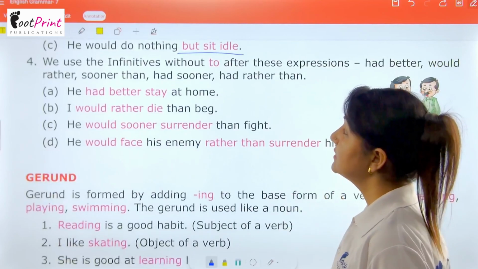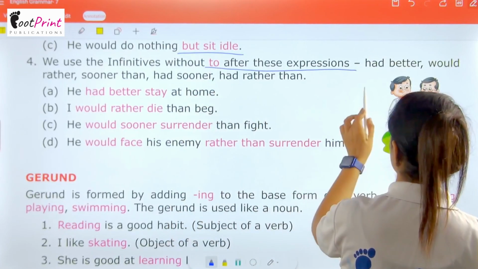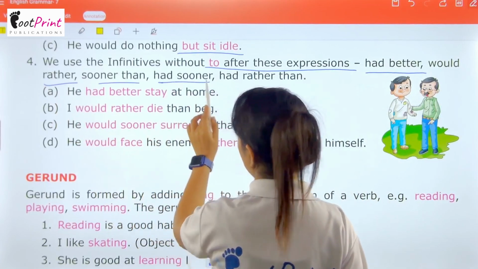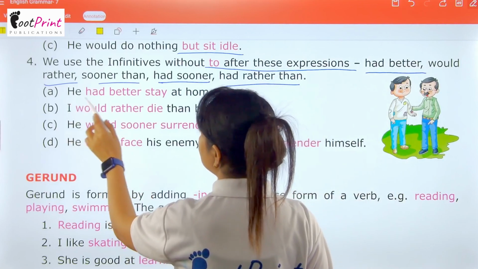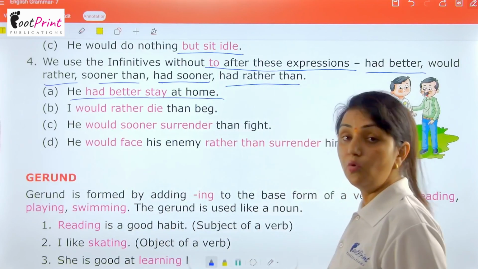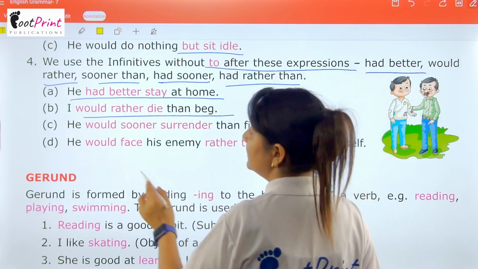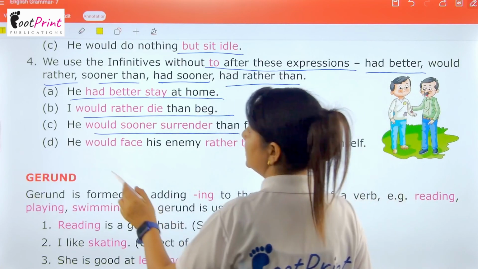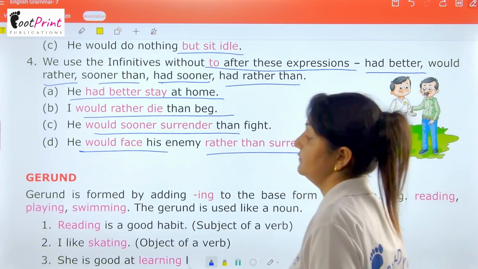Now the fourth one is we use the infinitive without "to" after these expressions: had better, would rather, would sooner, had rather, than. As examples: "He had better stay at home." "I would rather die than beg." "He would sooner surrender than fight." "He would face his enemy rather than surrender himself."